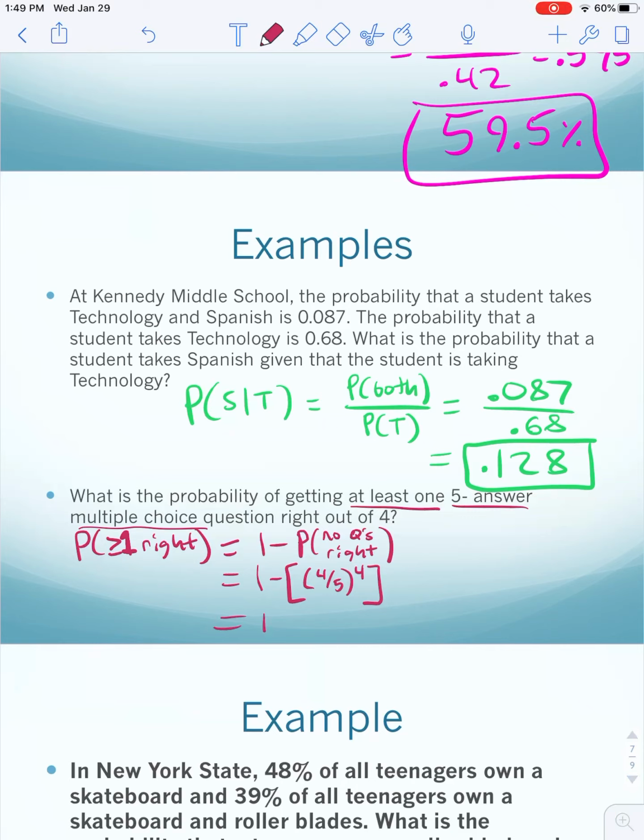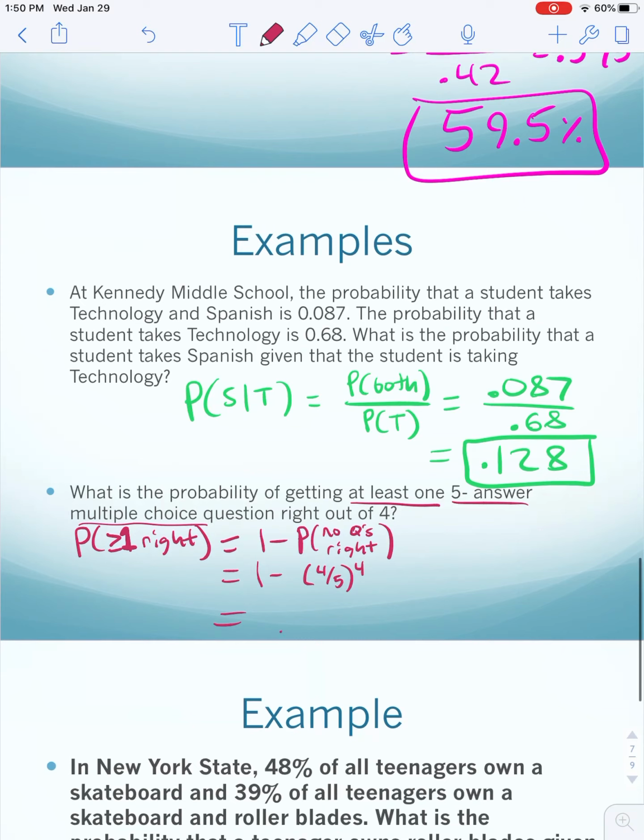Okay, so 1 minus 4/5 to the 4th, and I'm just going to type that right into my calculator. I don't really need these parentheses at this point. I can get rid of them if I want. They're not really doing anything. So 1 minus 4/5 in parentheses to the 4th is going to be 0.590. So there's a 59% chance that I'm going to get at least one question right.